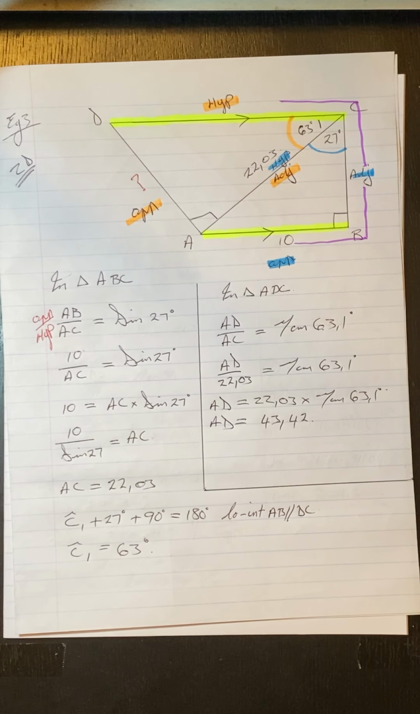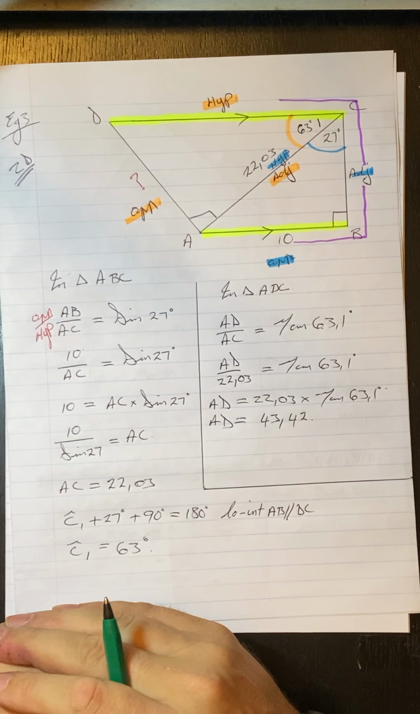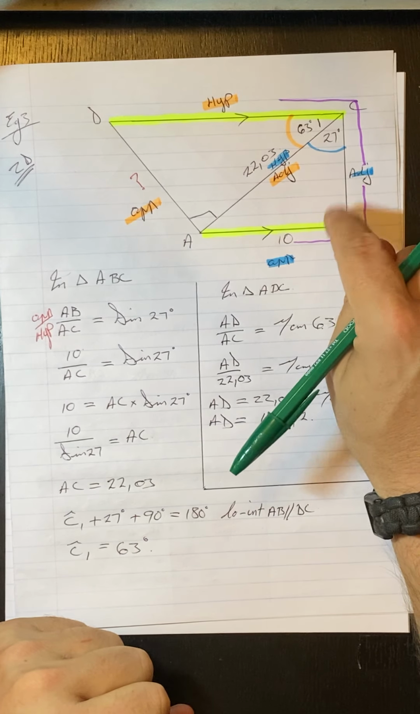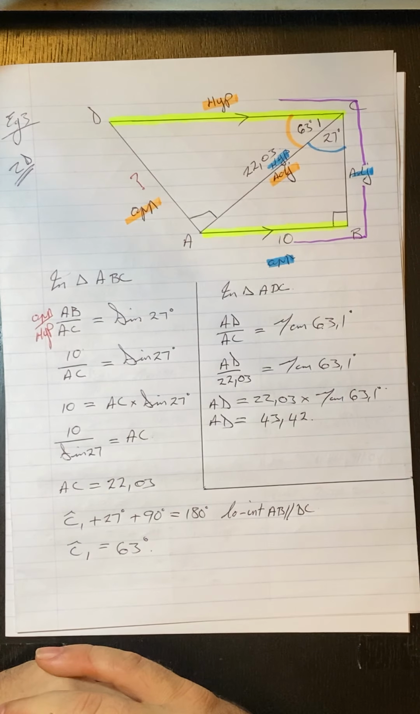Okay, grade 10's not too bad. Try and color code it like this so you don't get mixed up with your different adjacents and hypotenuse, and you can see how they change for different triangles and stuff like that.